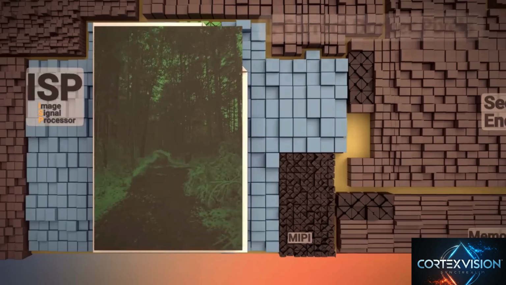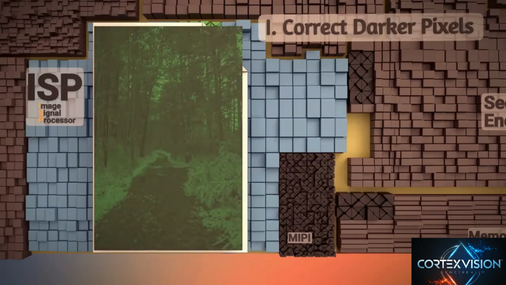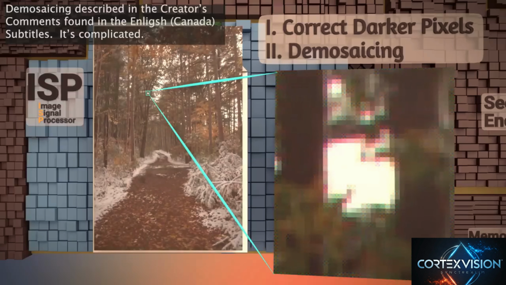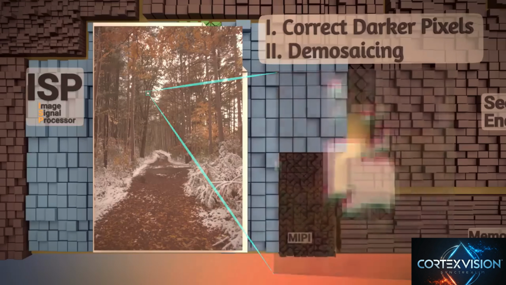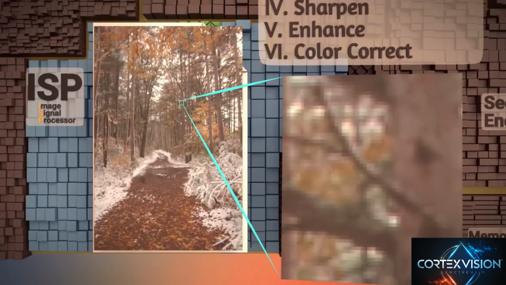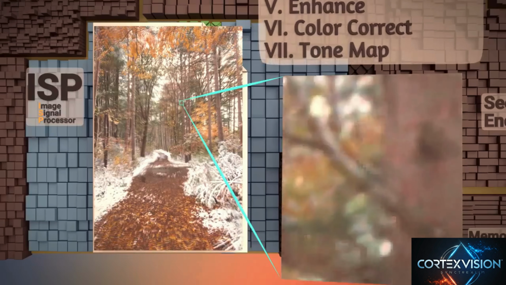These steps involve first correcting for darker pixels on the edge of the sensor due to lens shading. Then the ISP performs the demosaicing process, which involves taking the image data and the pattern on the camera's color filter and calculating a red, green, and blue value for every pixel. Next, the image signal processor denoises, sharpens, enhances the image, and color corrects it, because the red, green, and blue filters on the camera don't directly match the hue of the red, green, and blue pixels in the display. And finally, the image signal processor tone maps the image.